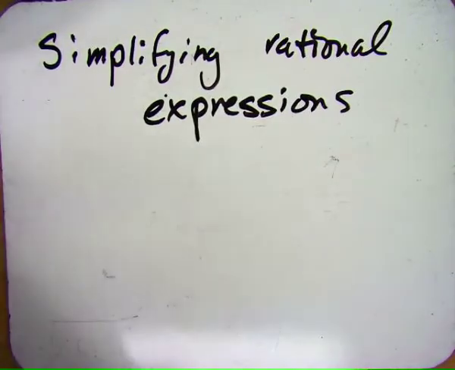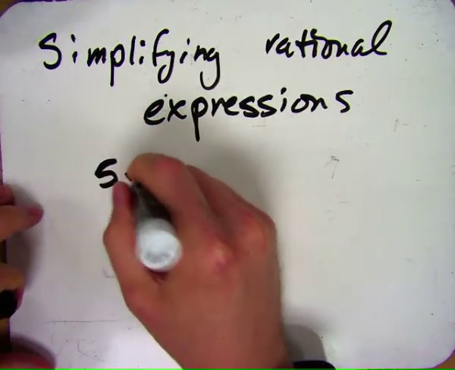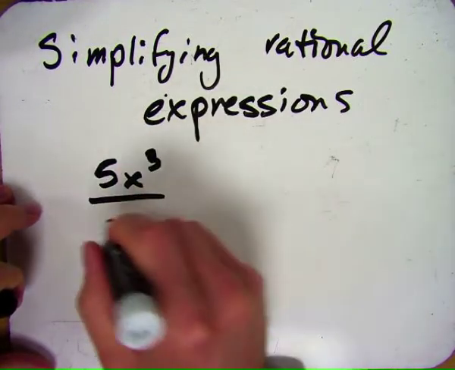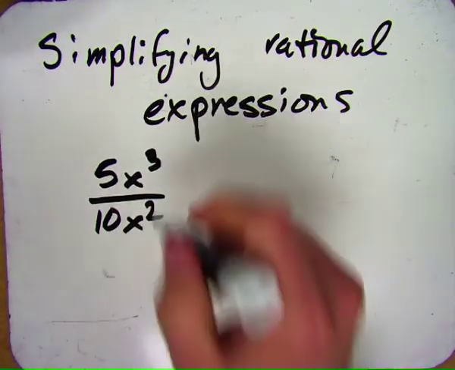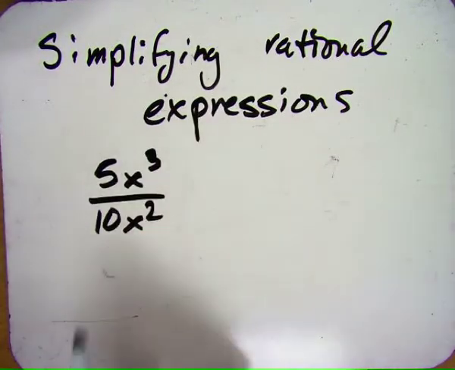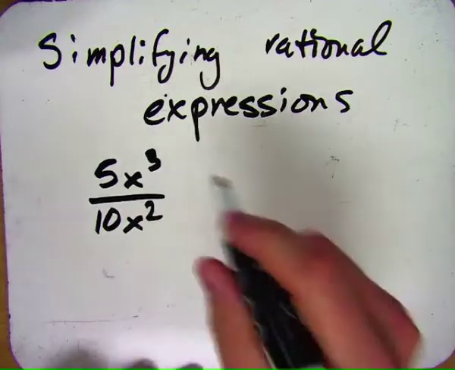Okay, you guys will be simplifying rational expressions. The next thing that you're going to go through is rational expressions. A rational expression is something like 5x cubed all over 10x squared. So we have an expression on top and an expression on bottom, and when we divide them into a fraction, it's called rational. So we want to simplify this.